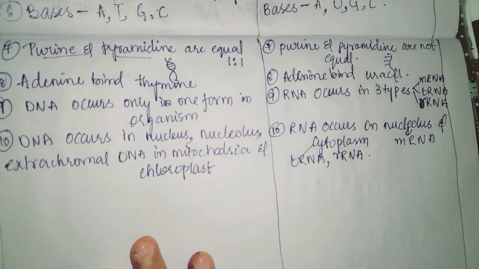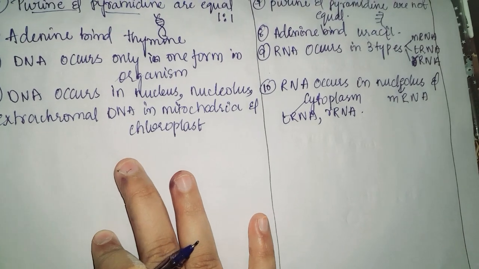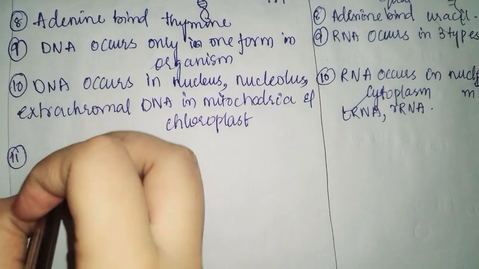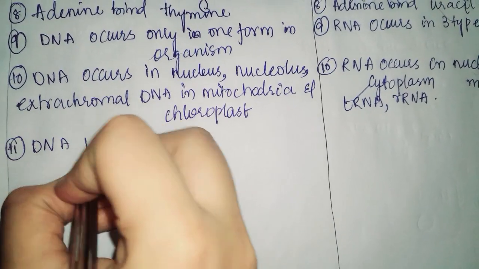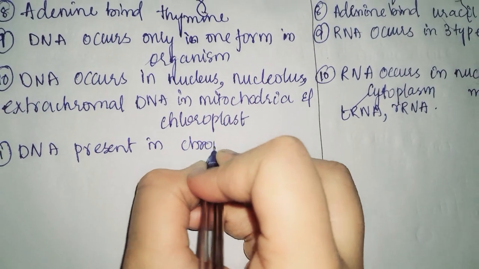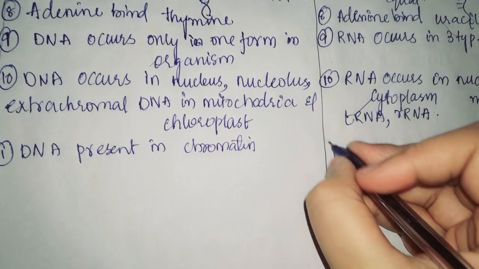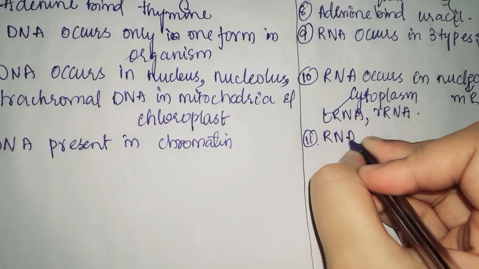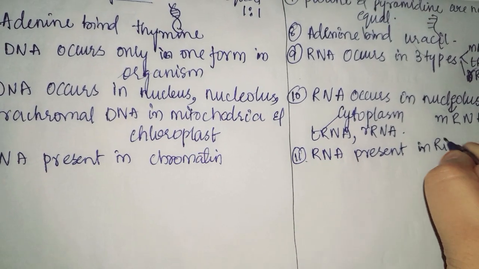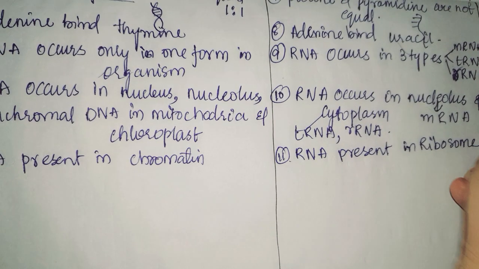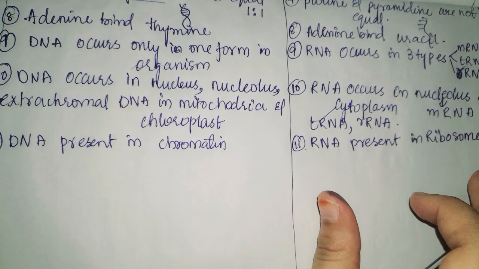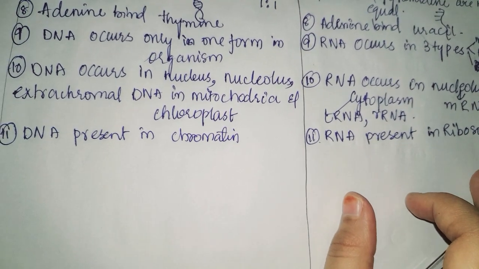Now we'll see the 11th difference between DNA and RNA. The 11th one is that DNA is present in chromatin, right? Here the RNA is present in ribosomes. Isn't that true? We have studied many times that RNA is present in ribosomes. RNA is synthesized in the ribosomes. We have studied it many more times in the 12th standard, right?